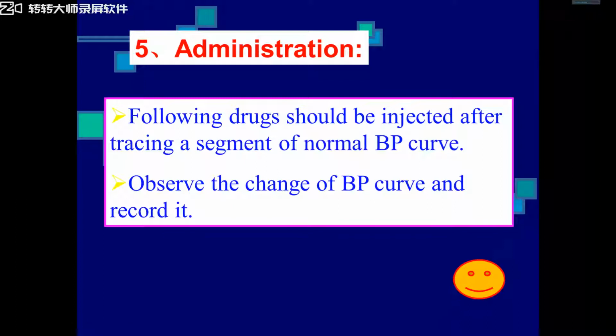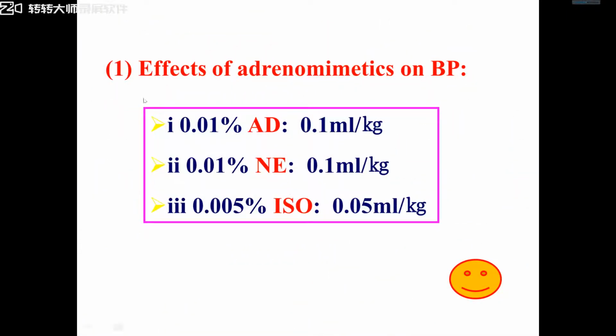Okay, just now we went over the steps of the experiment, and let's go on with the rest of our experiment. Just now we said the following drugs should be injected after tracing a segment of normal blood pressure curve. We have observed the change of blood pressure curve, and just now we recorded it. So let's inject the drugs and observe the effects of adrenomimetic agents on blood pressure.